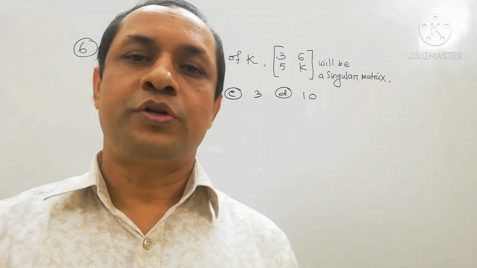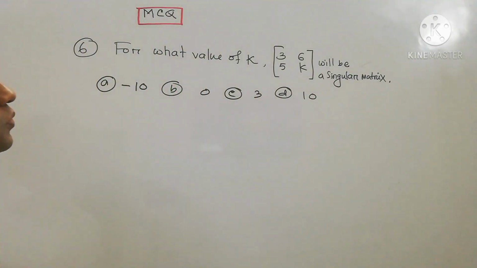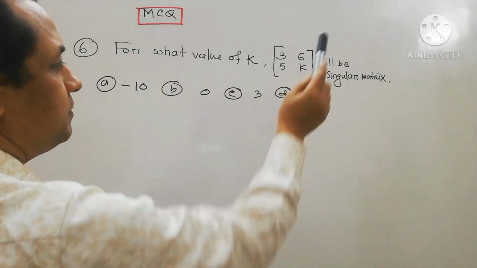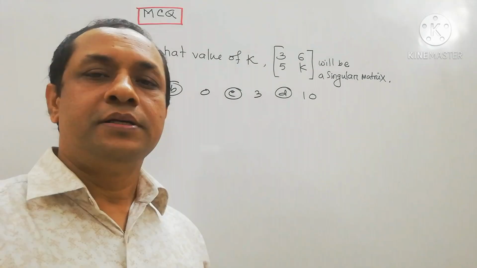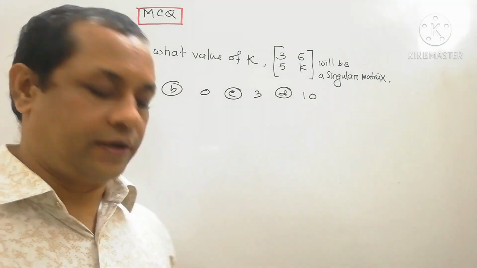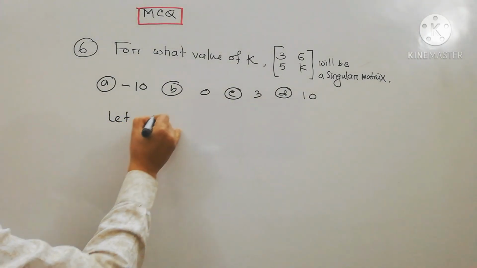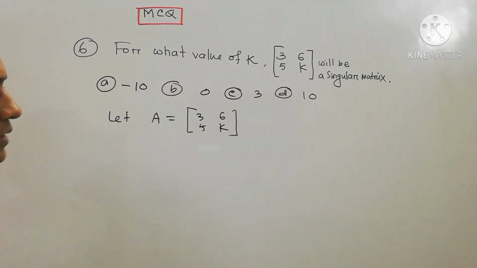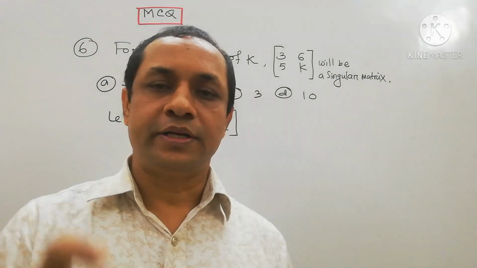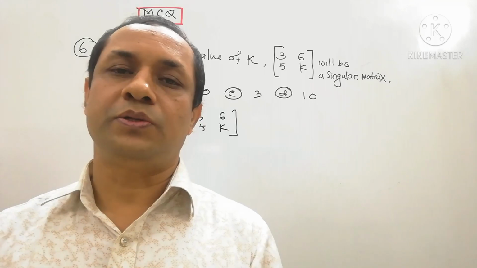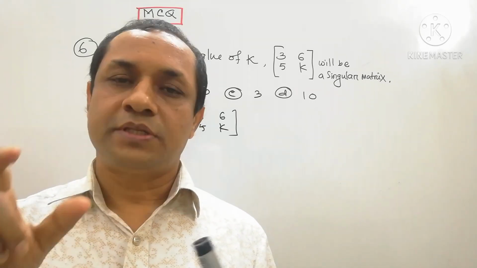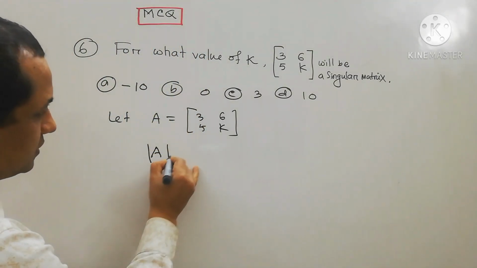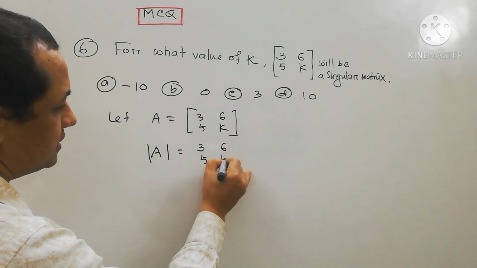So student, question number 6. For what value of K will the matrix 3, 5, 6, K be a singular matrix? Now student, let matrix A equal 3, 5 and 6, K. We know that for a singular matrix, the value of the determinant is 0. So A is a singular matrix. So student, now find the value of the determinant of A: 3, 5 and 6, K.